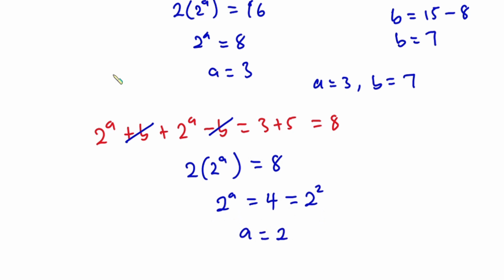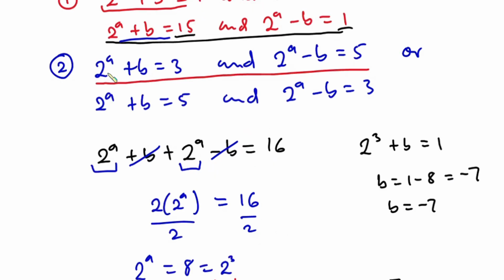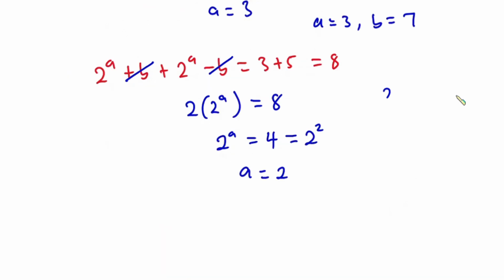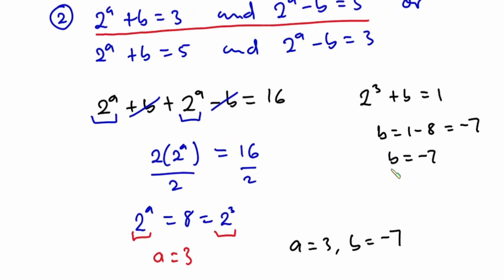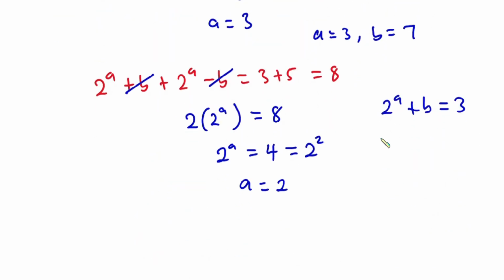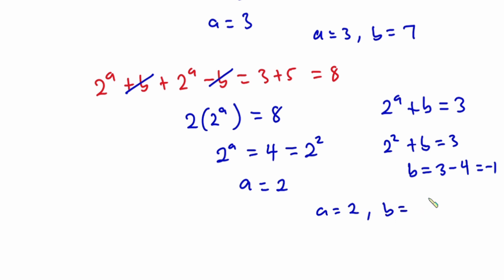So let's plug this value of a into any of the equations. I'm going for this equation, right? So we have 2 to the power a plus b is equal to 3, right? Let me check again. Yeah, it's 3, sure. So when a is 2, we have 2 to the power 2 plus b, which is equal to 3. So this implies that b is equal to 3 minus 4, which is equal to negative 1. So when a is equal to 2, we have b equals negative 1.